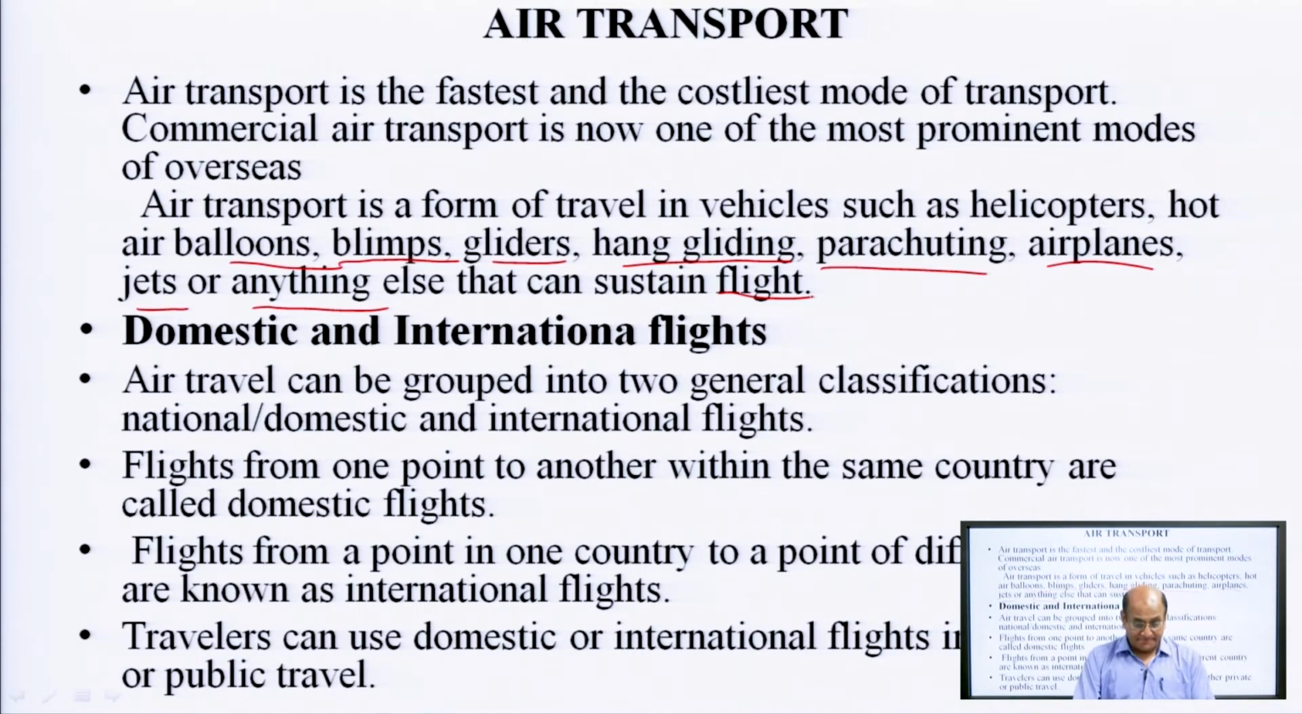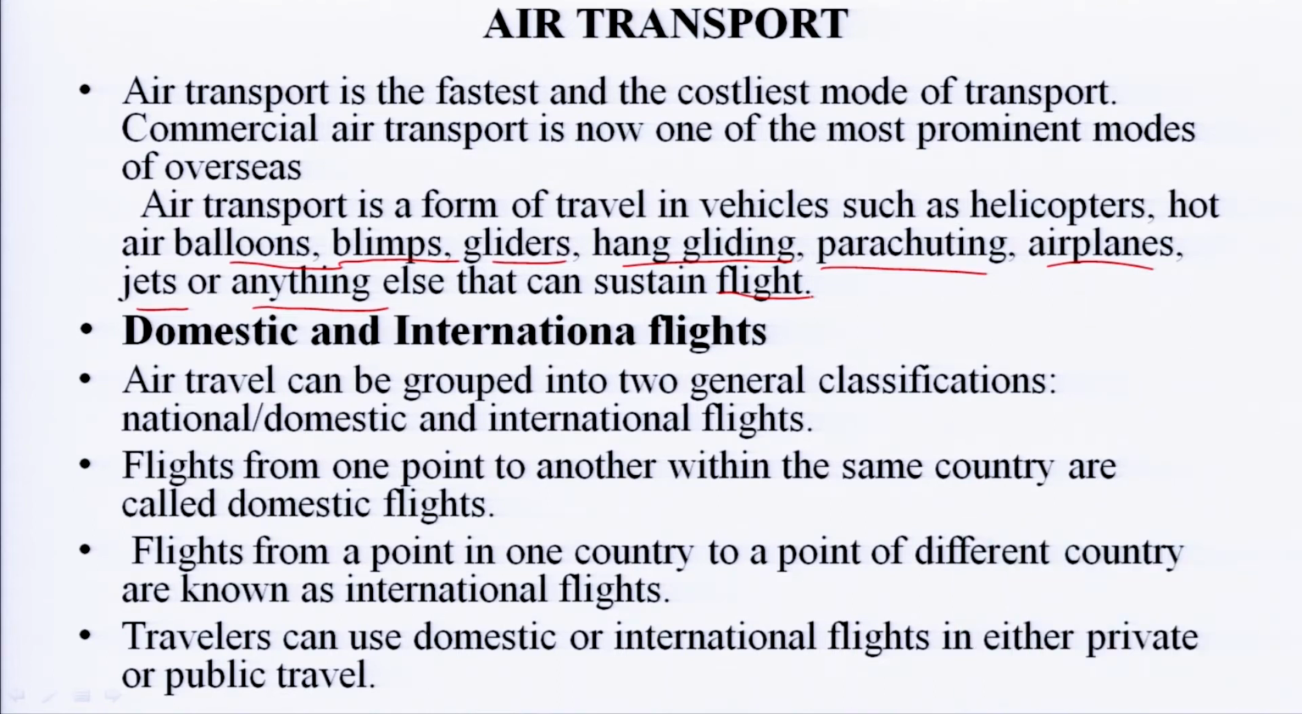Air travel can be grouped into two general classifications, domestic and international flights. Flights from one point to another within the same country are called domestic flights. Flights from a point in one country to a point in a different country are known as international flights. Travelers can use domestic and international flights in either private or public travel.